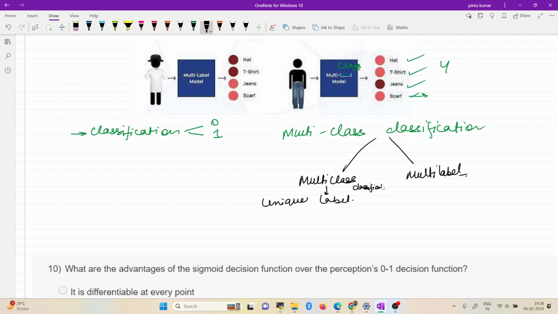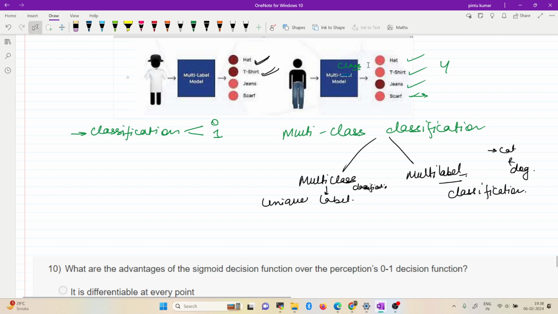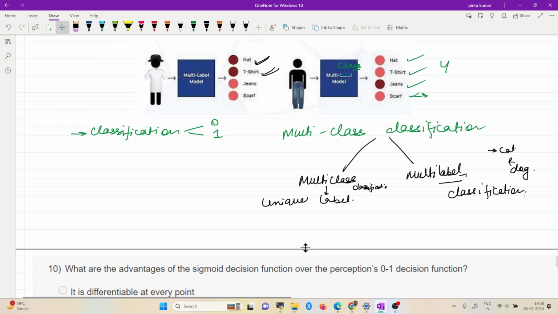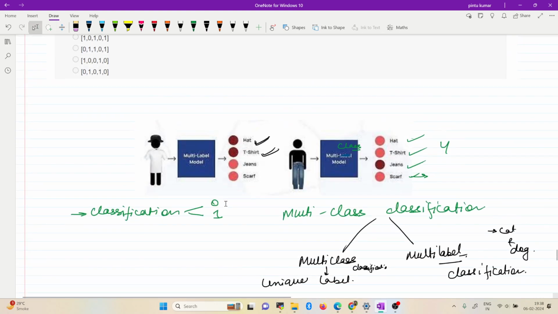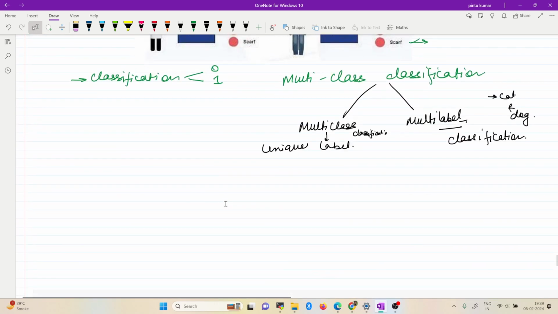Another possibility is that in the same image you have both, let's say, a cat and a dog present. Then the output would have both cat and dog. For example, in this case, the person is wearing a hat as well as a t-shirt, so the output should be hat and t-shirt. This kind of setup is called multi-label classification. There are multiple labels associated with the same example. So how do we extend our neural network to learn this kind of setup? There was a question, that's why I am doing this.